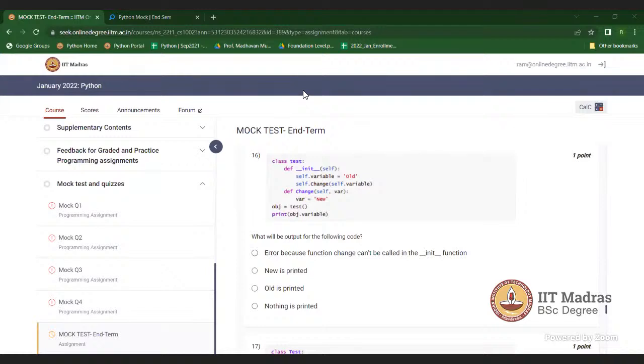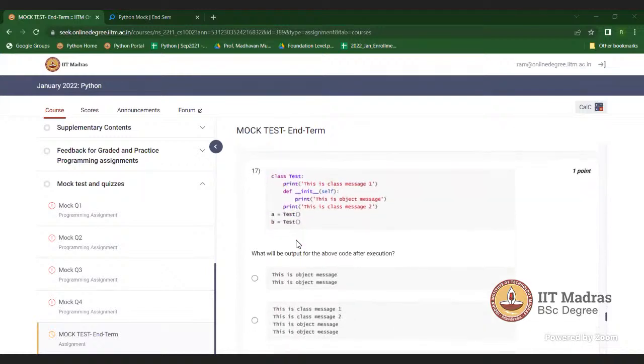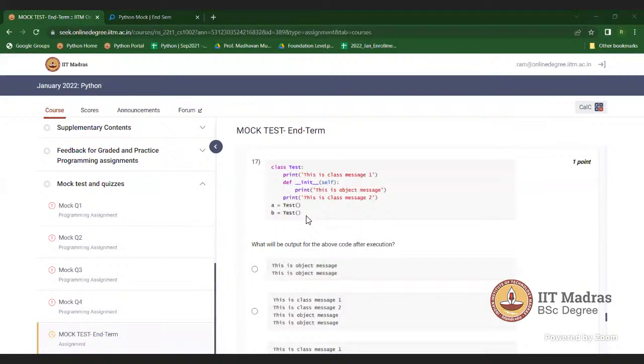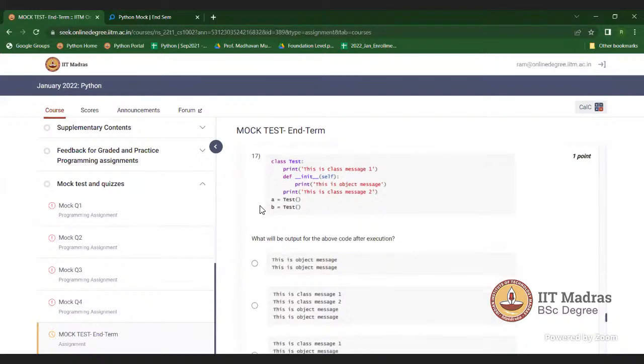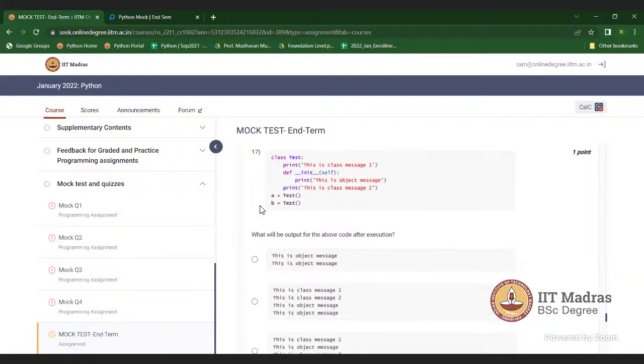The 17th one I'm having an issue with. In this case, I'm not understanding this A and B we are declaring. Every time we are creating an object of the class, it should ideally go to the class twice. So it is going to the class twice and printing this is an object message twice, but it's printing this message, class message 1 and message 2, only once. Why is it that way?